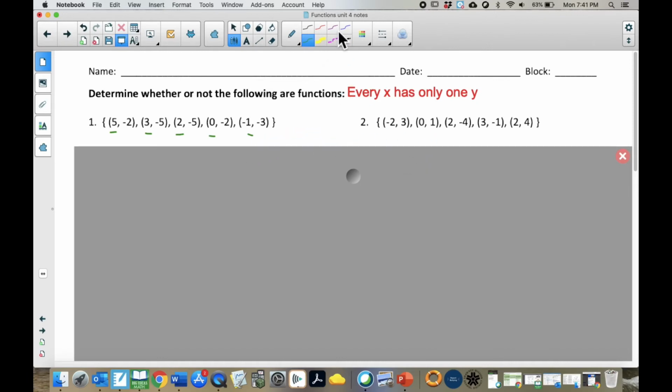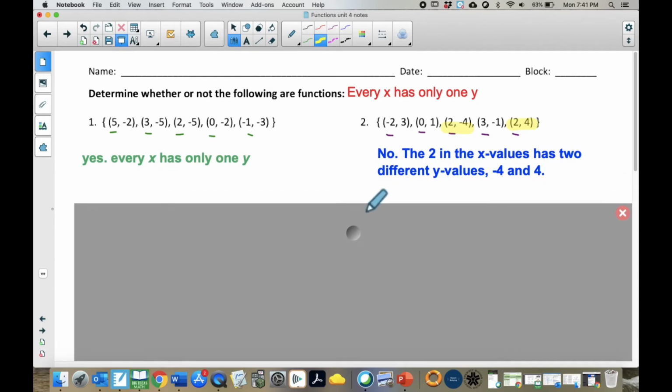Let's look at the next example. Okay, again, I'm focusing on the x's because every x has to have only one y. -2, 0, 2, 3, and 2. Now hang on a second. We had two different 2's show up, this one and this one. This one has a -4, this one has a +4. That is not a function. So take a second to write this down. That this one is a function because every x has only one y. This one is not because the 2 shows up in two different places and has two different values. So that is not a function.